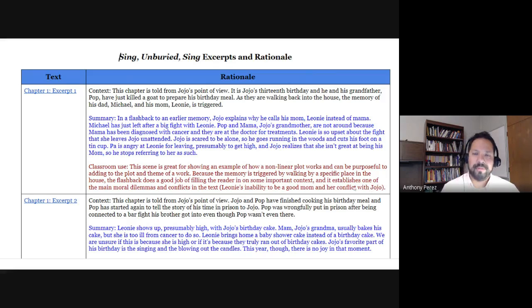I put a disclaimer here: mature content, user's discretion, feel free to cut it if you don't feel comfortable using it. But I gave you some context before, so you know exactly what happened right before the scene. I gave you a quick summary of the scene, so you don't have to read the whole thing the first time, and then how you might use it to match the TEKS or do some instruction around it in the classroom. I did that for all the excerpts.